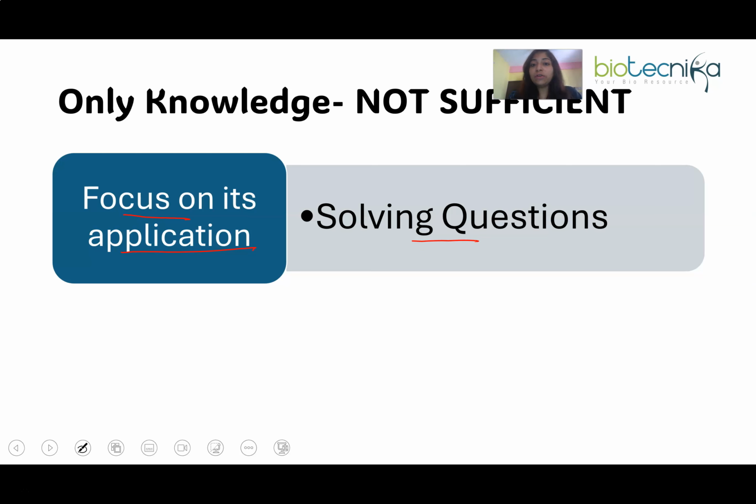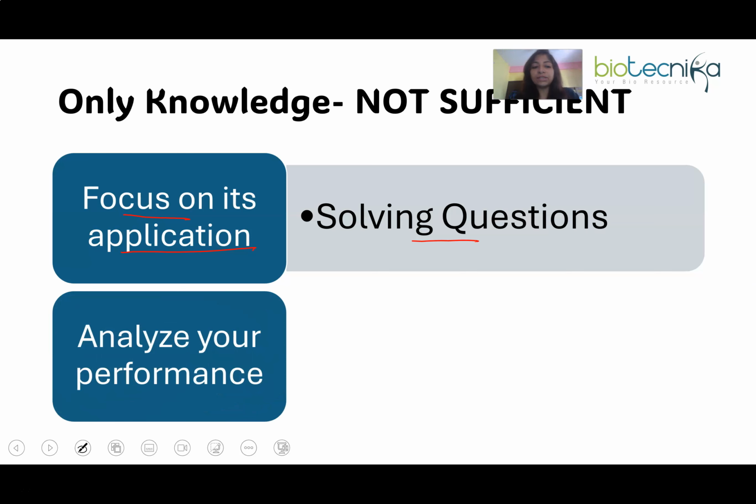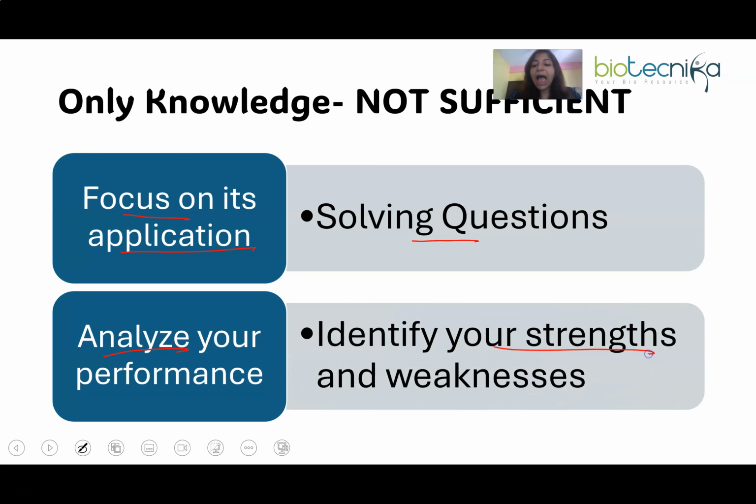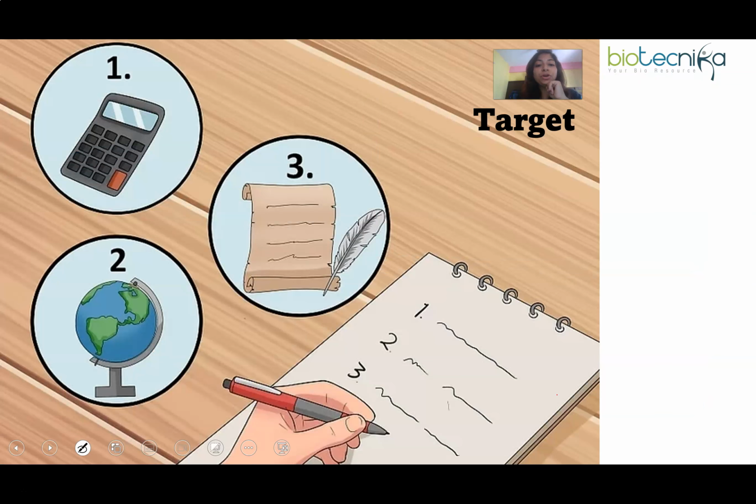Now, just solving questions again will not do. You have to go one more step where you analyze your performance. See how many questions you got wrong, and how much time you took to solve the questions. Analyze how many negative marks you got, how many marks you lost in negative marking. When you analyze your performance, you will be able to identify your strengths and weaknesses. So over the course of these 6 months, your only target will be to plug your weaknesses and strengthen your strengths.